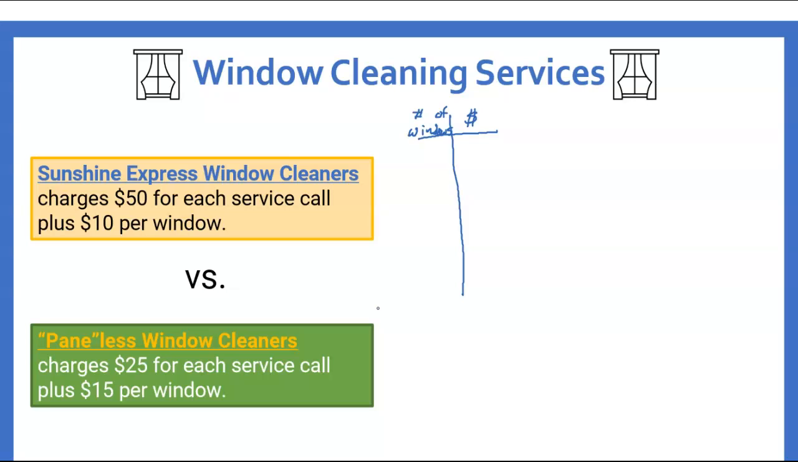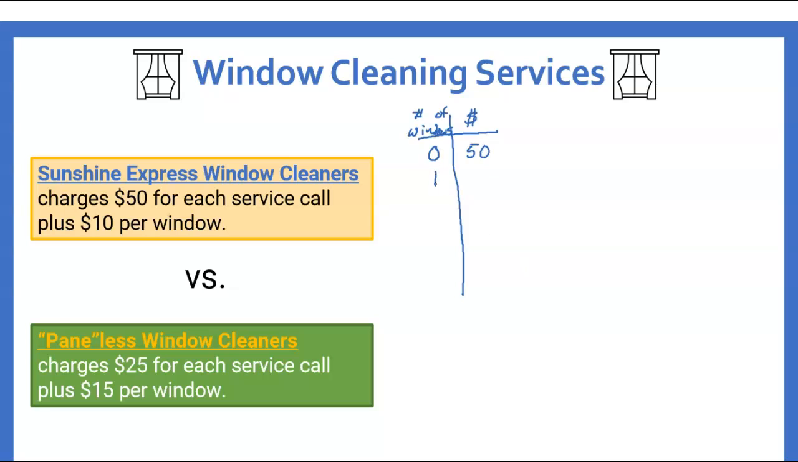So we could start with 0 windows, right? That's kind of a silly thing. No one would hire anyone to wash 0 windows. But just to be complete, just to start at 0, how much would we pay if we had 0 windows, but we still called them out? They still charged us the service call, but we had no windows for them to clean. So it'd be $50 plus 0 times 10. So just $50 for 0 windows.